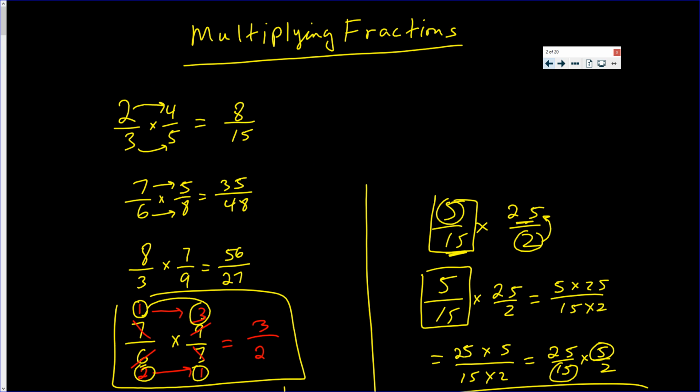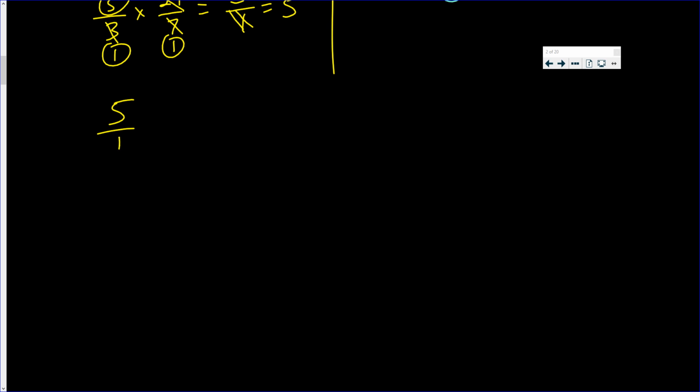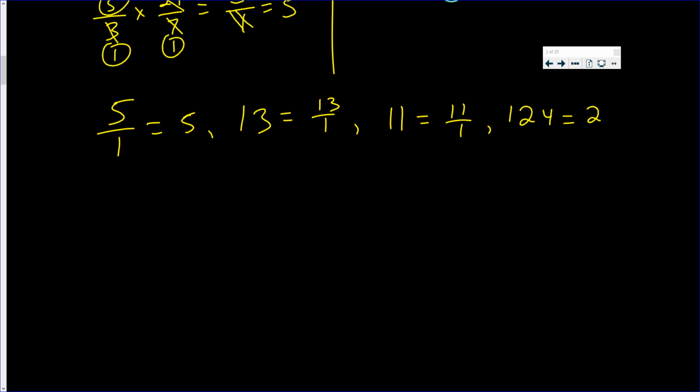Notice the following. Notice that 5 over 1 equals 5. 13 is equal to 13 over 1. 11 is equal to 11 over 1. 124 is equal to 124 over 1. That is, if you have any number, it equals itself over 1.